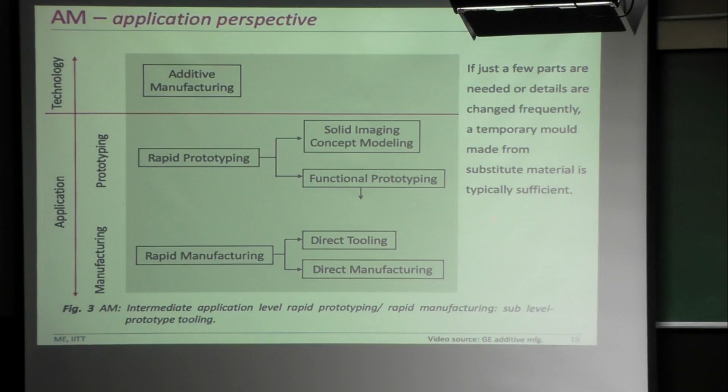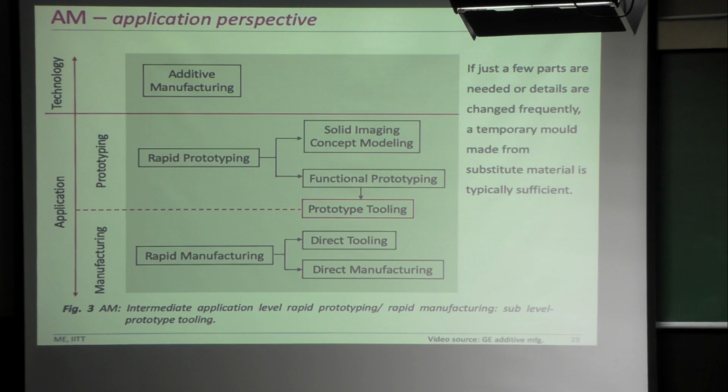So this prototype tooling is between prototyping and manufacturing. So when do we go for this prototype tooling? Here, if you want to manufacture more components, then you can go for direct tooling. There, we can use metal, and these metal molds can be used to manufacture multiple components, a large batch of 10,000 or 20,000 components, depending upon the complexity and the metal used.